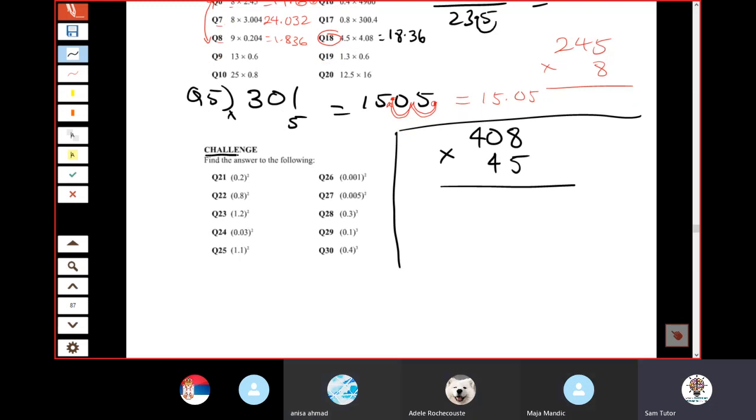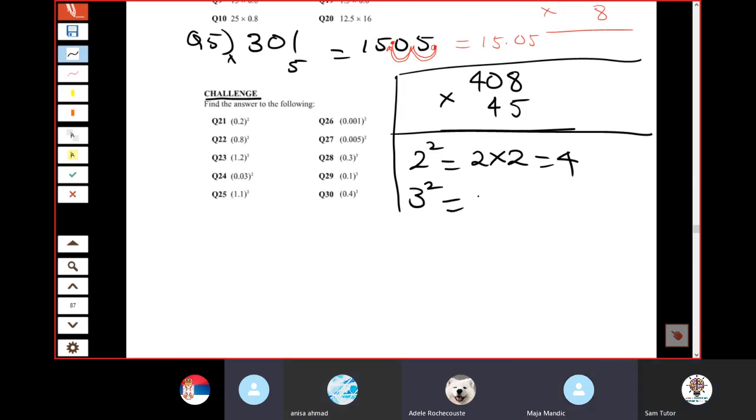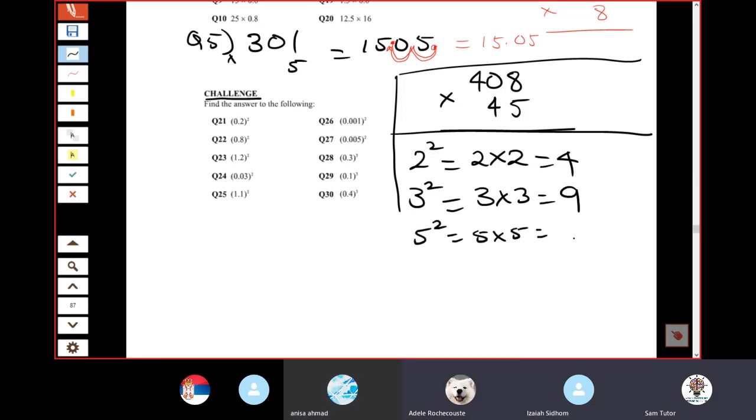Let's look at these challenge questions. 0.2 squared. Do we remember what squared does? So 2 squared is what? It times that number by itself. It times itself, the same number. Yeah, that's better. 3 squared. 9. 3 times 3 equals 9.